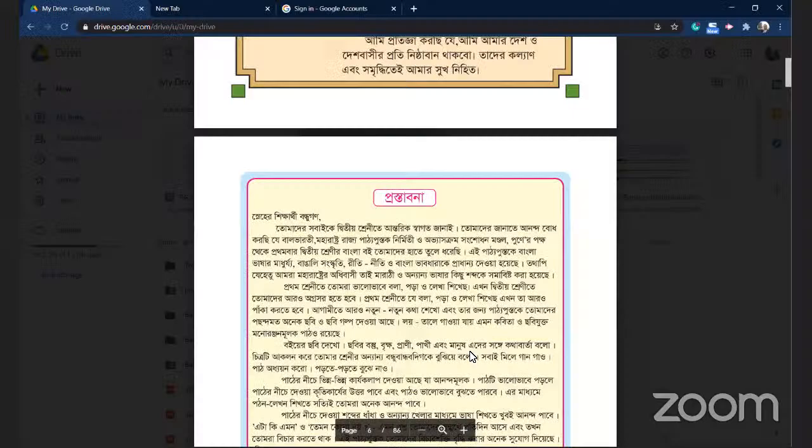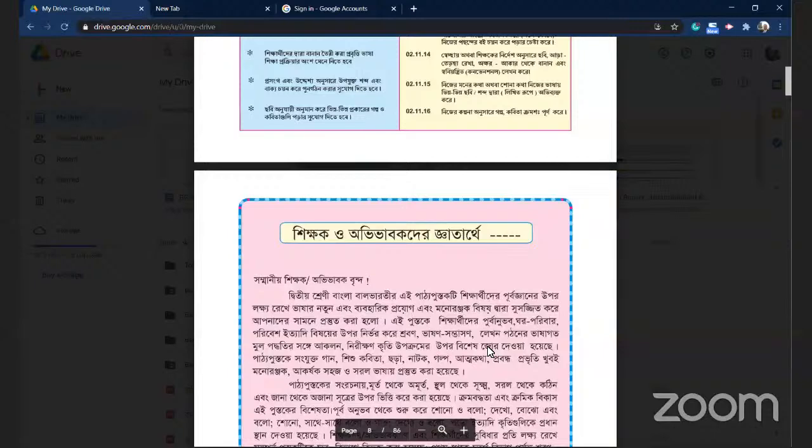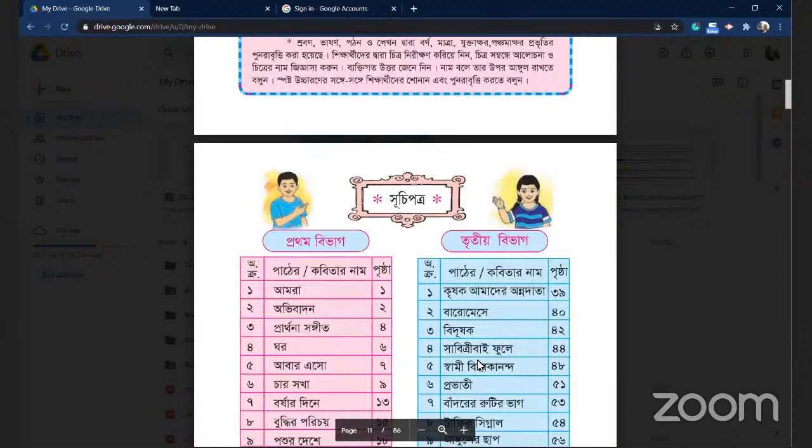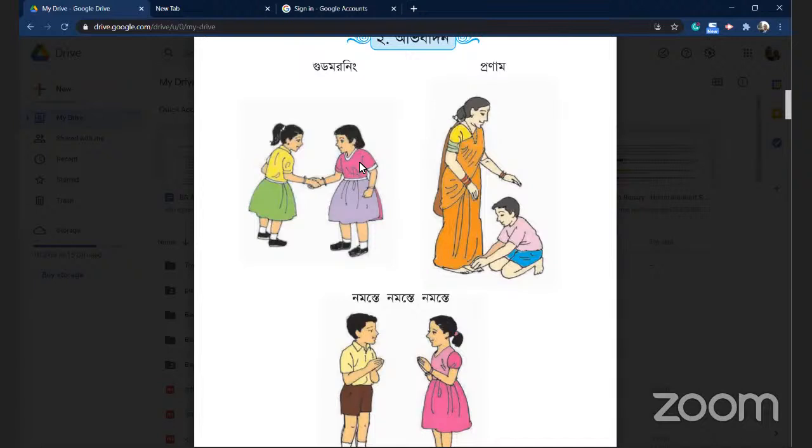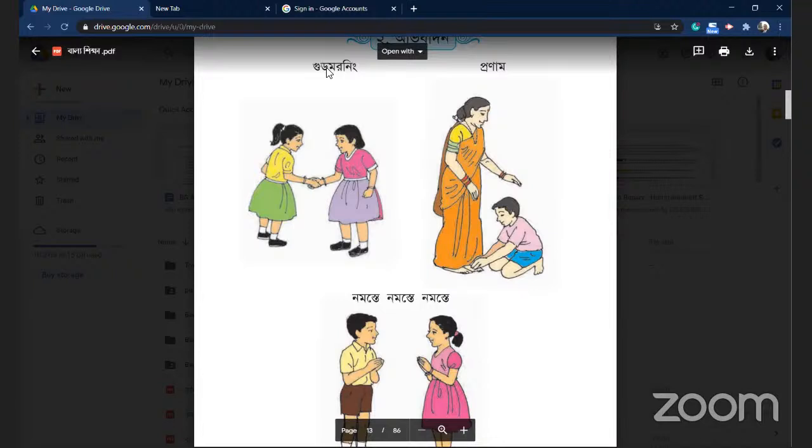But I wanted to go to page 18. Start from 18, 19. These are the index, actually. Okay, this page, whatever is in English is there in Bangla. So you shake someone's hand and you say good morning. Can you read that good morning on top?